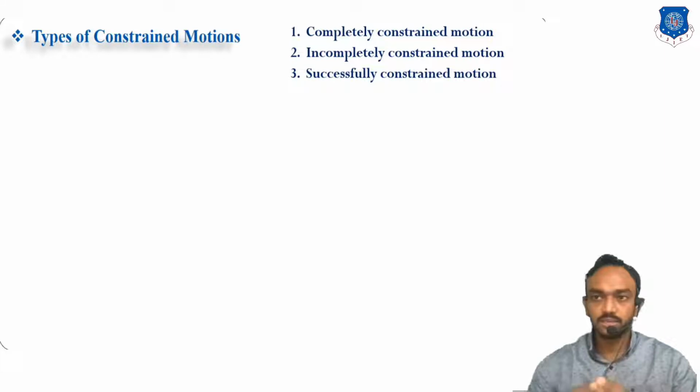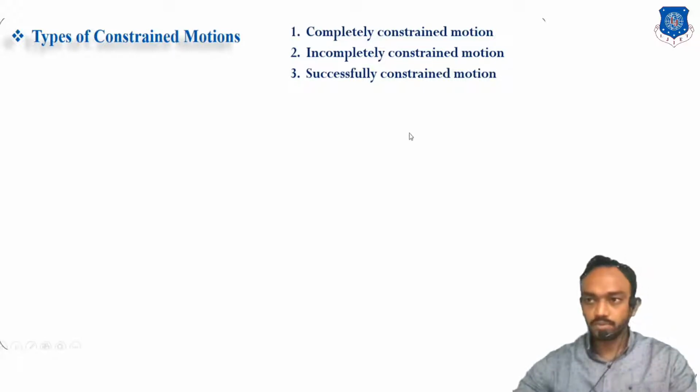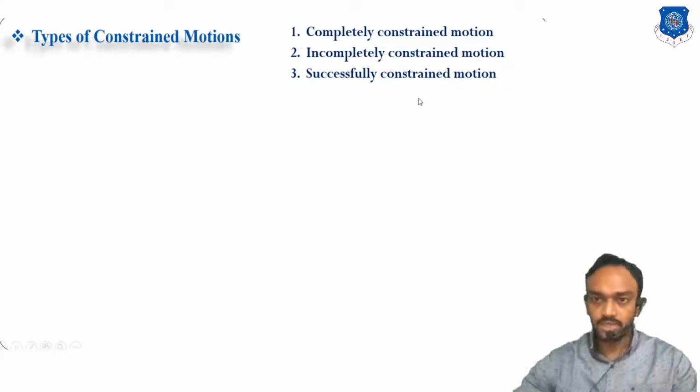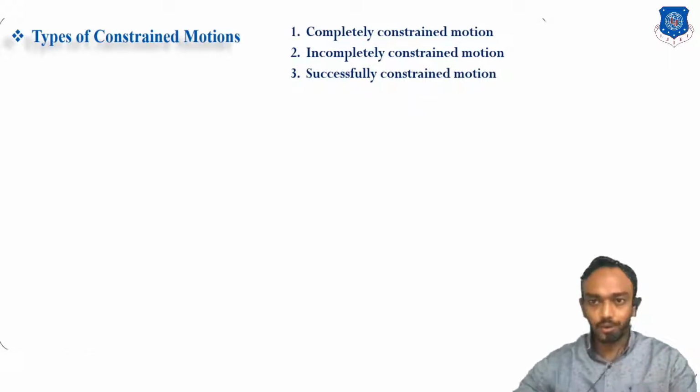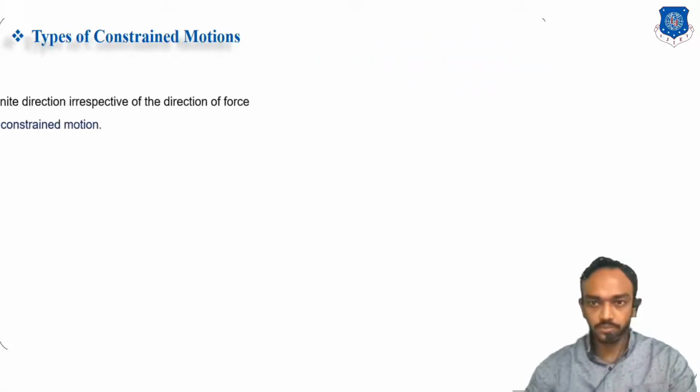There are basically three types of motion: completely constrained motion, incompletely constrained motion, and third is successfully constrained motion. These three types of motion are possible, but out of these, which are very necessary in our mechanism to get output? Okay, let's start. So first of all, we start with the completely constrained motion.